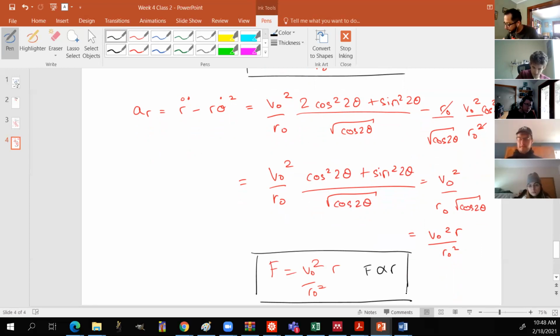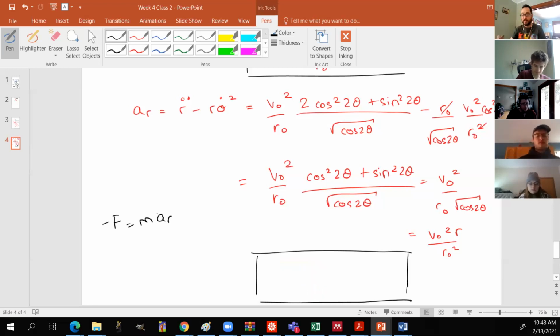Well, it's going to equal the mass times that, obviously, because you have M AR. Okay, skip a step, sorry. Minus F was equal to M AR. But you're told that F is pointing away from the body, so it's actually plus F. So your F is equal to M V naught squared over R naught squared times R. Or basically, your F is proportional to R, like that.